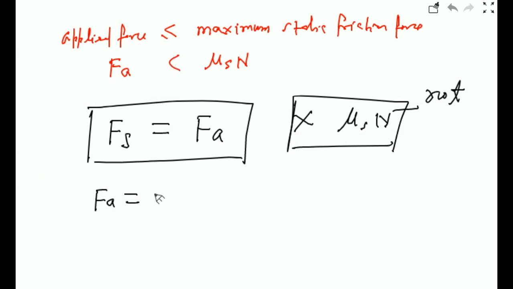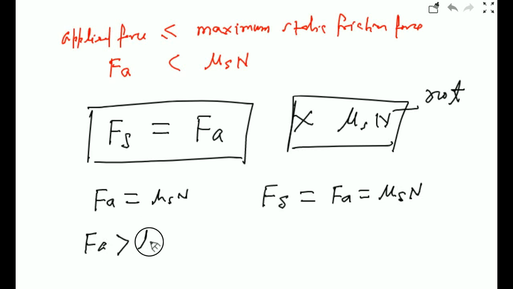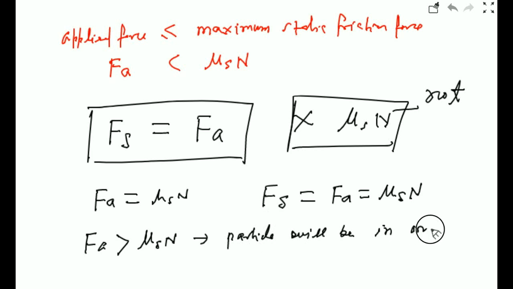If Fa is equal to mu s N, then you can say the frictional force is equal to mu s N, the same as Fa. If the applied force is greater than mu s N, then the particle will be in motion. Then the frictional force is called the kinetic friction force, and that will be mu k into N.